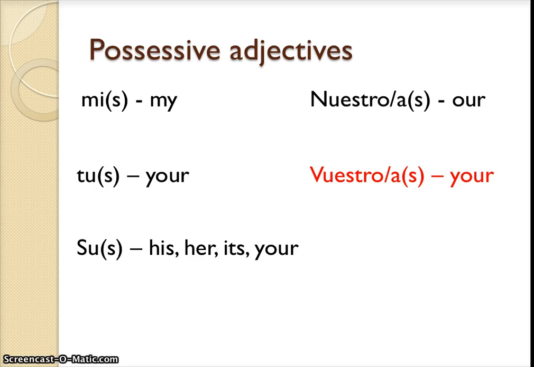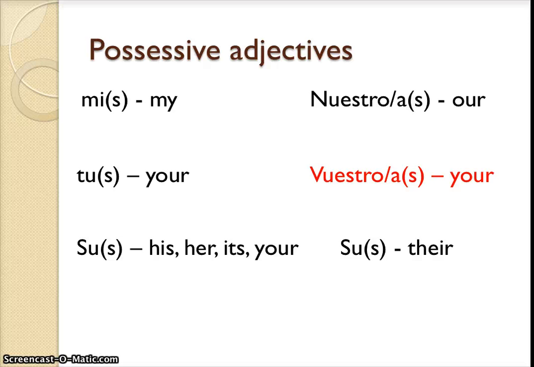The vosotros form is vuestro, vuestra, vuestros, vuestras, but you don't have to worry about those, because where do they use the vosotros form only? En España. Y the ellos, ellas, ustedes form, which is su or sus, and that's their. Please keep in mind that the él, ella, usted form and the ellos, ellas, ustedes possessive adjectives are both exactly the same. So that will help make your life a little easier.